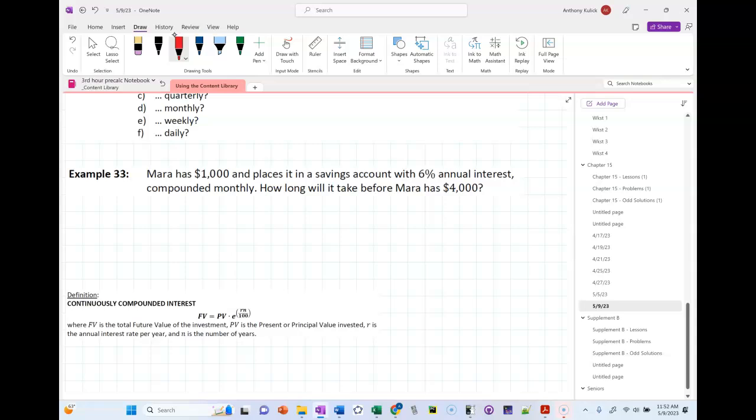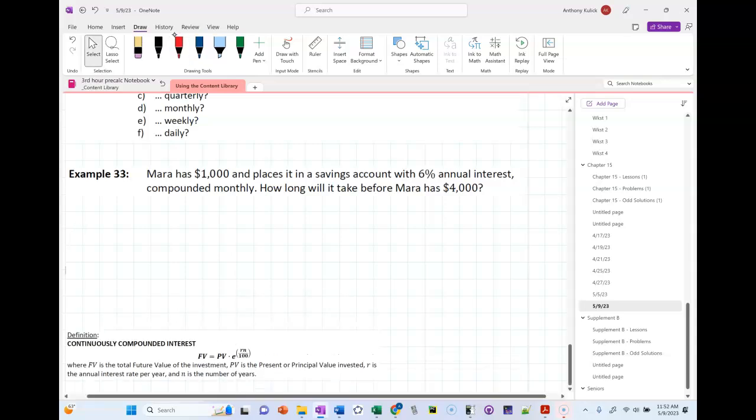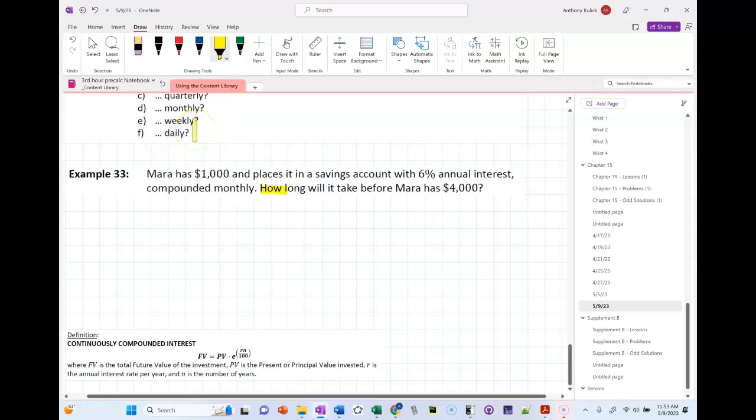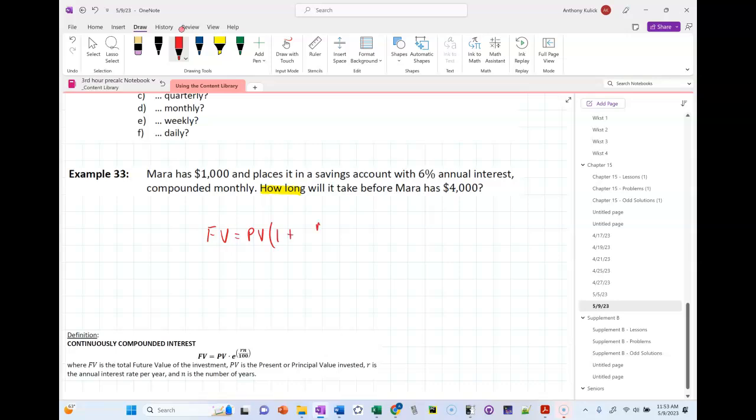Okay, slightly different question here. Mara has $1,000 and places it into a savings account with a 6% annual interest compounded monthly. How long will it take before Mara has $4,000? Oh, so we're looking for... Yeah, good, 1,000. Again, we know it's because of the word compounded. We know we're doing the compound interest formula, but this time we're solving for n.